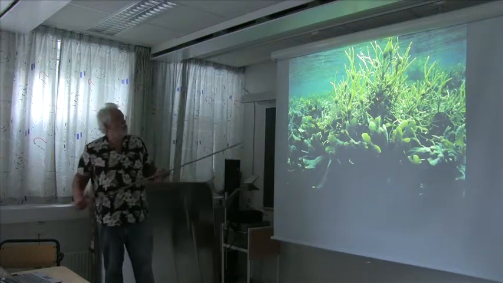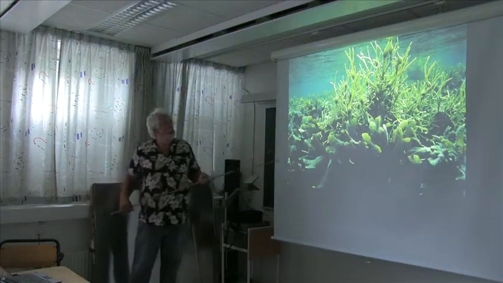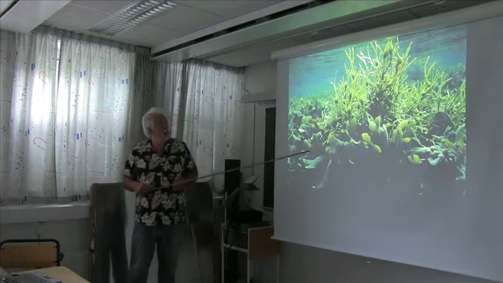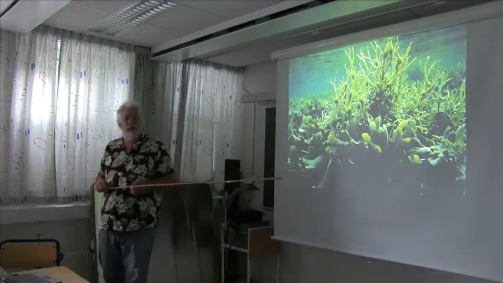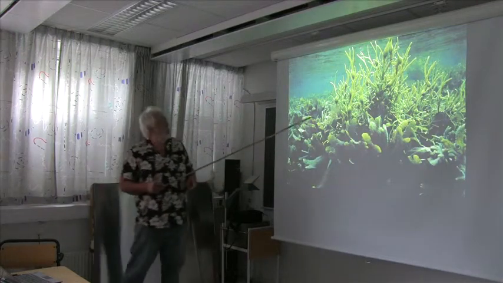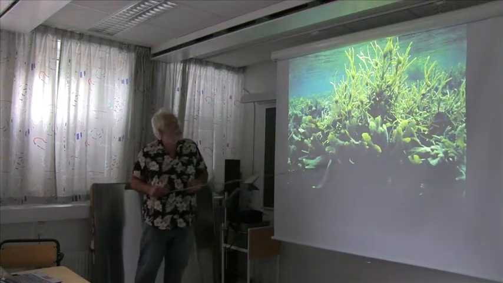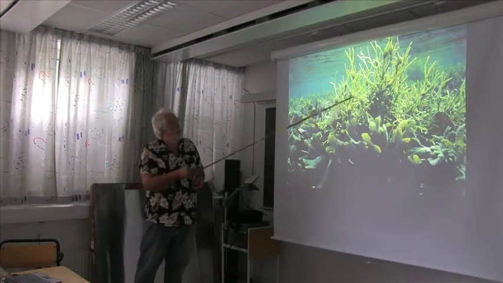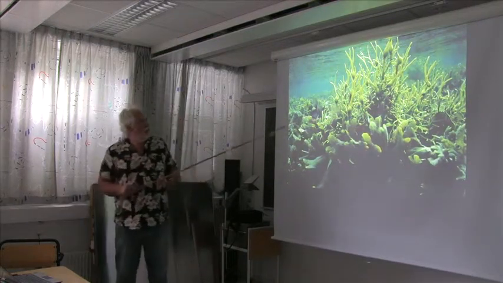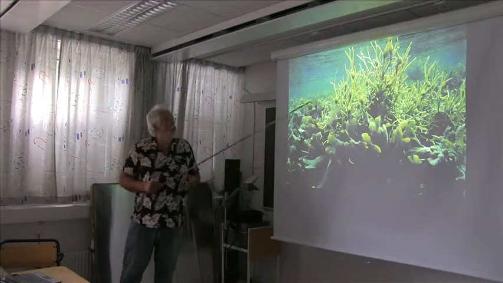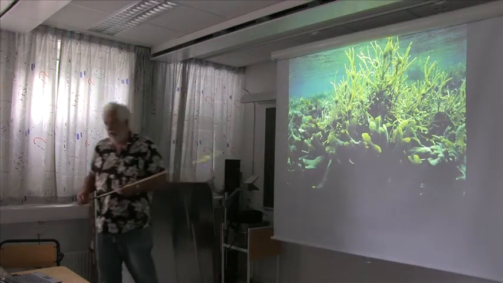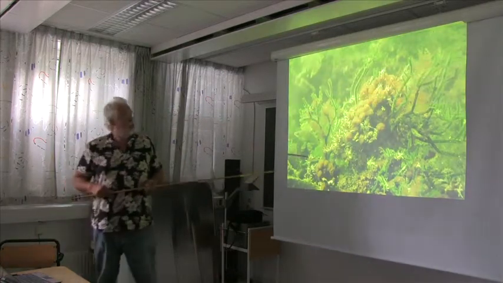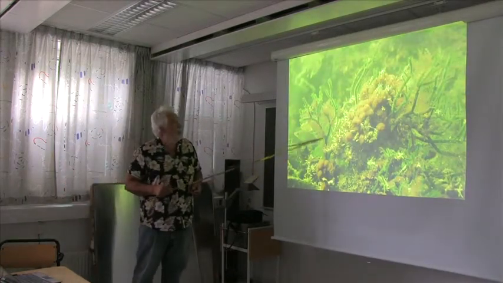This is a typical picture from the Swedish west coast. Close to the surface, we have an abundance of kelp species, brown algae. We have some filamentous algae. This is the Ascophyllum, Fucus serratus. Further up we have perhaps Fucus vesiculosus. If we go deeper down, we find a bulk.